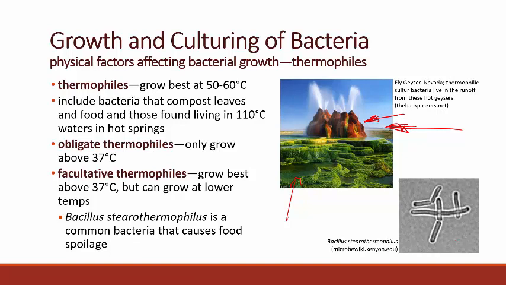So obligate thermophiles are ones that are obligated to grow at really warm temperatures, so above body temperature. Again, a facultative thermophile is one that prefers to grow above 37, but it can grow at lower temperatures. And so Bacillus stearothermophilus, try to say that one, is one of these facultative thermophiles that can cause food spoilage.